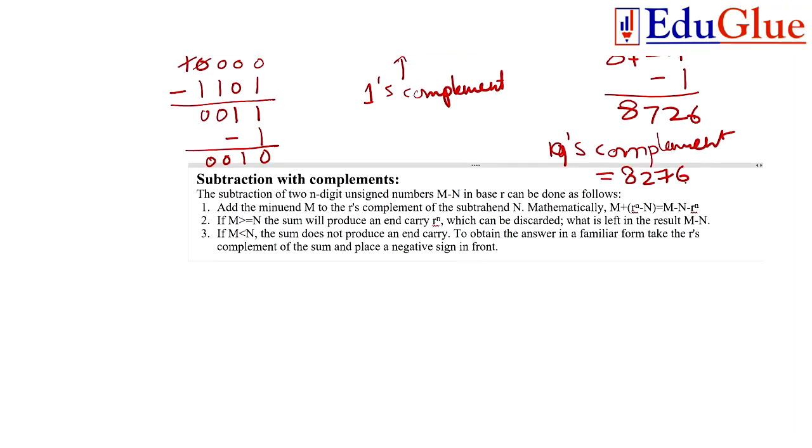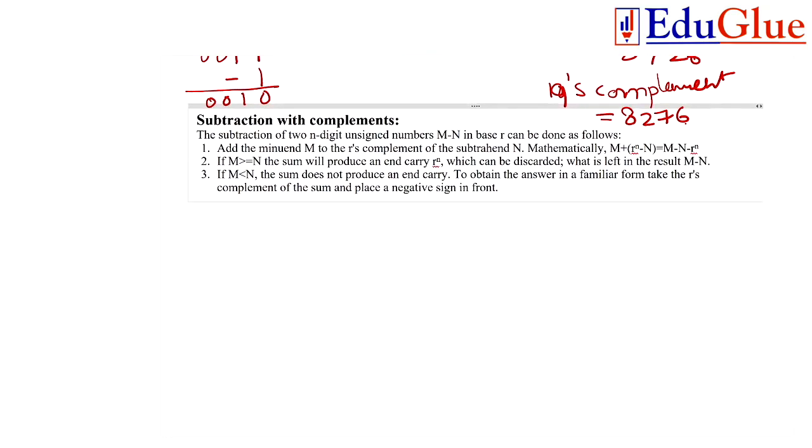Next we talk about subtraction with complements. We can subtract two numbers with the help of complements. For subtraction we need to perform addition. So what is the method for addition? Add the minuend m to the r's complement of the subtrahend n. Mathematically, if m is greater than or equal to n, the sum will produce an end carry. Let us take an example.